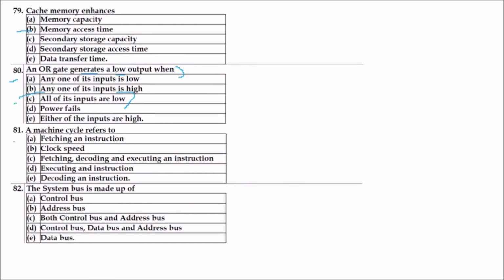Next is, a machine cycle refers to what? These are options for you. The answer is C. Fetching, decoding, executing an instruction. So a machine cycle refers to all these three: fetching, decoding, executing.